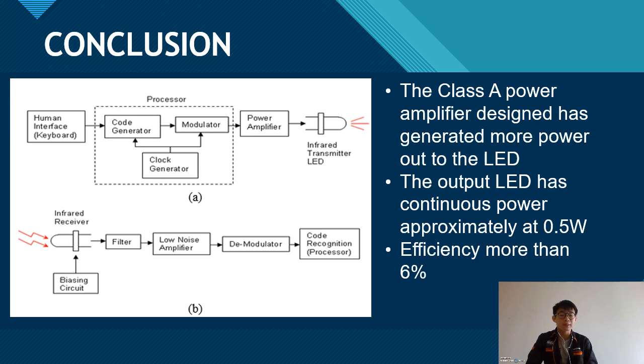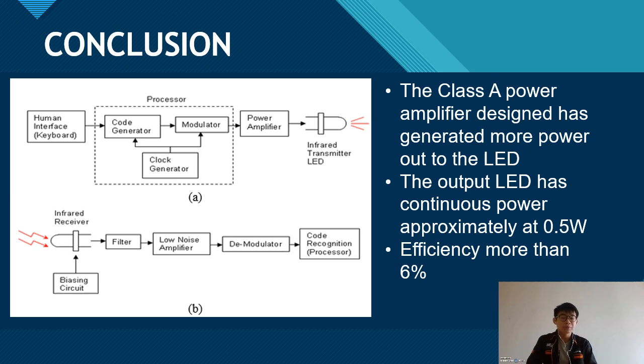Next, the output LED has a continuous power of approximately 0.5 watt. As shown by the previous slide, we calculated the power output based on simulation and obtained a value of 0.43 watt, which is approximately 0.5 watt. So the second objective has also been achieved.